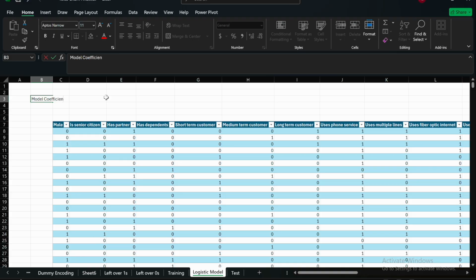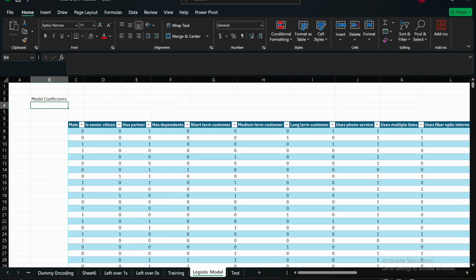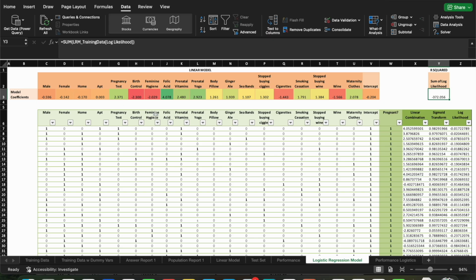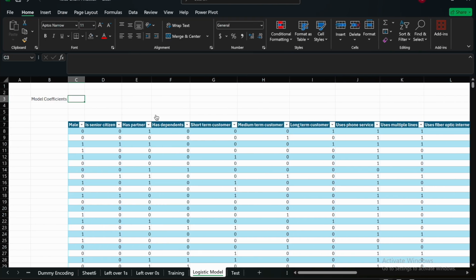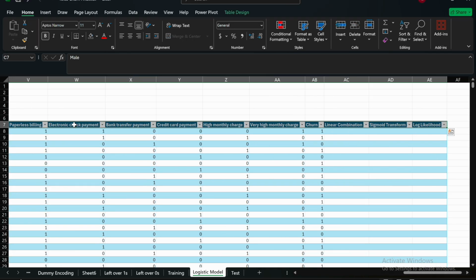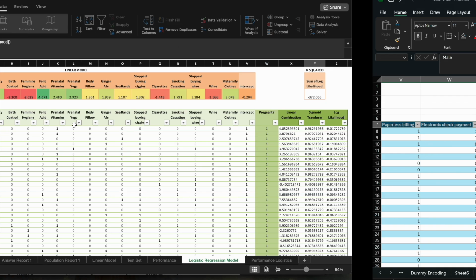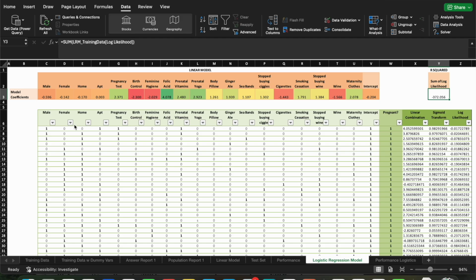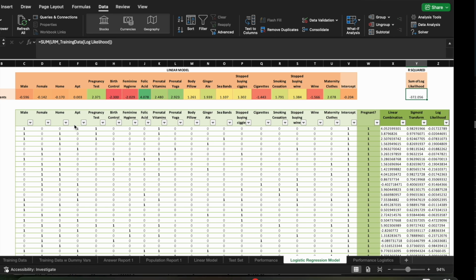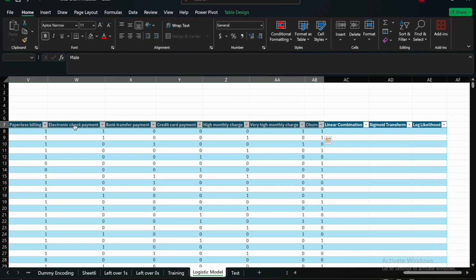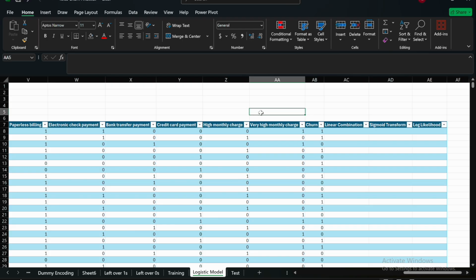The logistic model sheet was opened with the training data set, and the model coefficients were set to 1 for all of the variables. The linear combination, sigmoid transform and the log likelihood had to be found. So now these will be found, and the sum of log likelihood needs to be maximized.